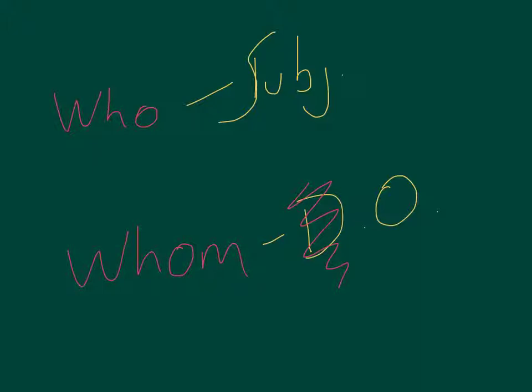But if it's the object, he said that to whom? To whom did he say that? You use whom. So that's a little something to guide you. If it's the person who's doing the action that you're asking about, you want to use who. If it's the person who received the action that you're asking about, you want to use whom. Or you can just use who all the time, because no one really pays attention to that anymore anyway.